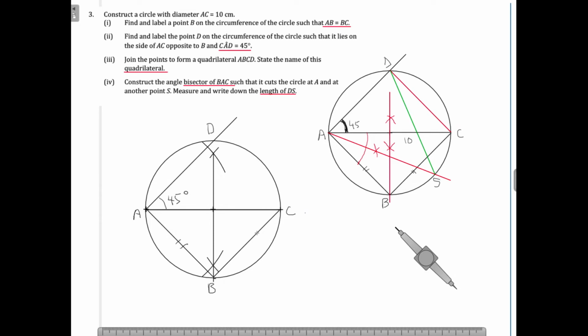These two lengths are equal. And we finish off by joining C and D. Use your ruler. And what we get is a square. Right? So the first answer is a square.